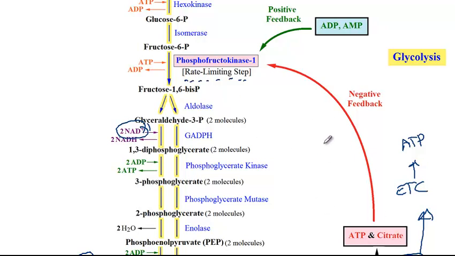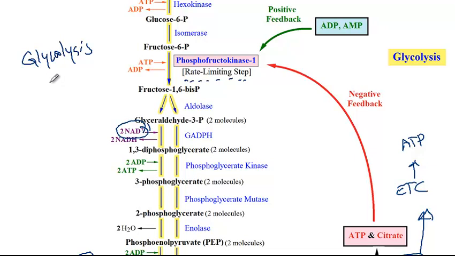And you will see we will do many more examples of how different hormones or different allosteric molecules affect the rate limiting enzymes. But instead of memorizing all these molecules, I want you to know the concept. So what's the purpose of glycolysis?